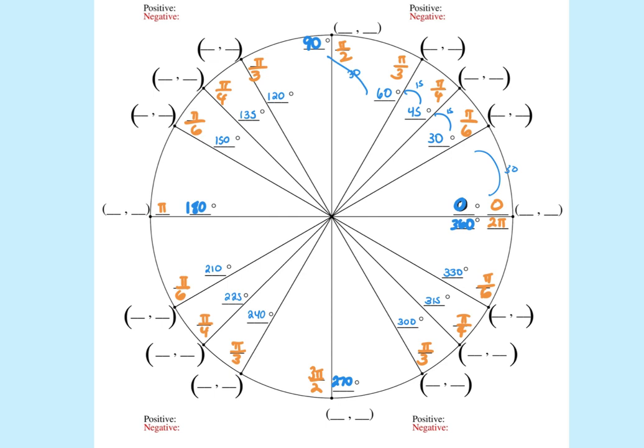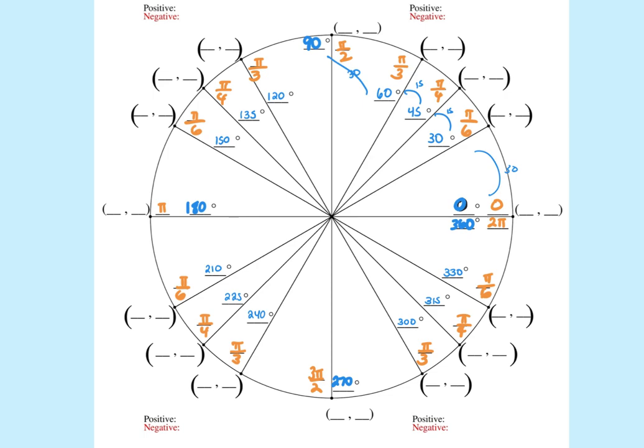So those are your 30, 45, and 60 degree angles. Those are your reference angles in radians. Are we good so far? Okay. In the first quadrant, we leave it alone. Pi over 6 is 30 degrees, pi over 4 is 45 degrees, and pi over 3 is 60 degrees.